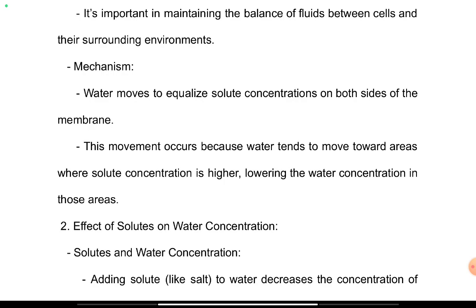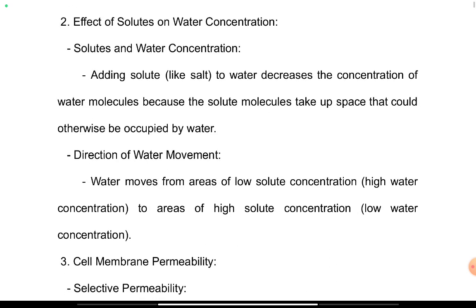So I think this explanation is clear enough. So here is a practical example. Adding solute like salt to water decreases the concentration of water. As I've said, the more the solute, the lesser the water concentration. And also, the lesser the solute, the more the water concentration.